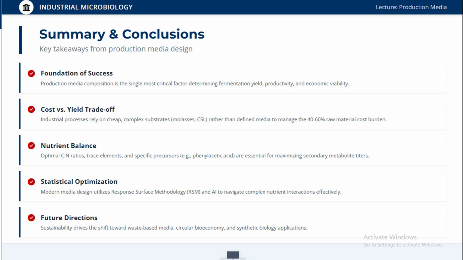It is a strategic tool that controls microbial growth, metabolism, and industrial productivity. In industrial microbiology, the right medium can make the difference between low output and commercial success. In the next lecture, we can explore media optimization, inoculum development, or scale up in more detail.